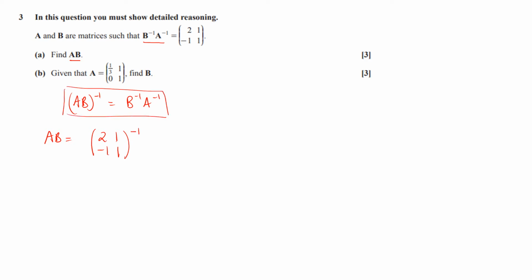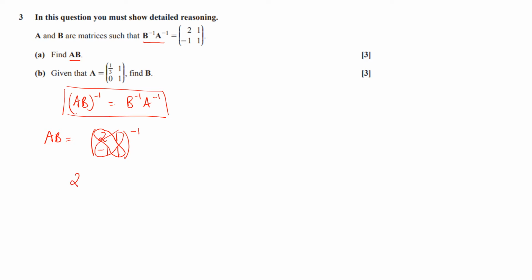We can just use this fact. You can watch a proof of it. I'm not going to do that here, but that is just something that you can use. So AB is going to be the inverse of the given matrix. Okay, so to find the inverse, we need to find the determinant. The determinant is just a scalar amount that for any matrix you can find by doing this diagonal minus this diagonal. So 2 times 1 is 2.